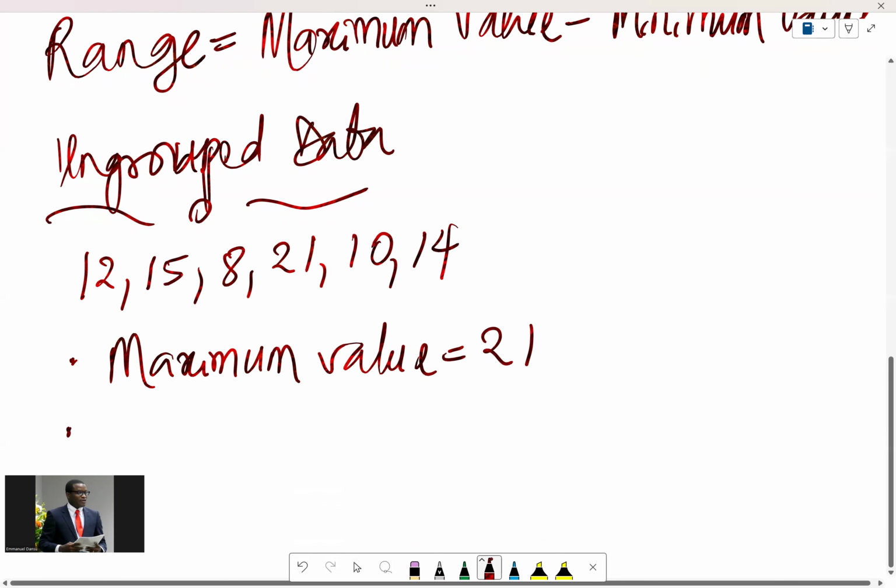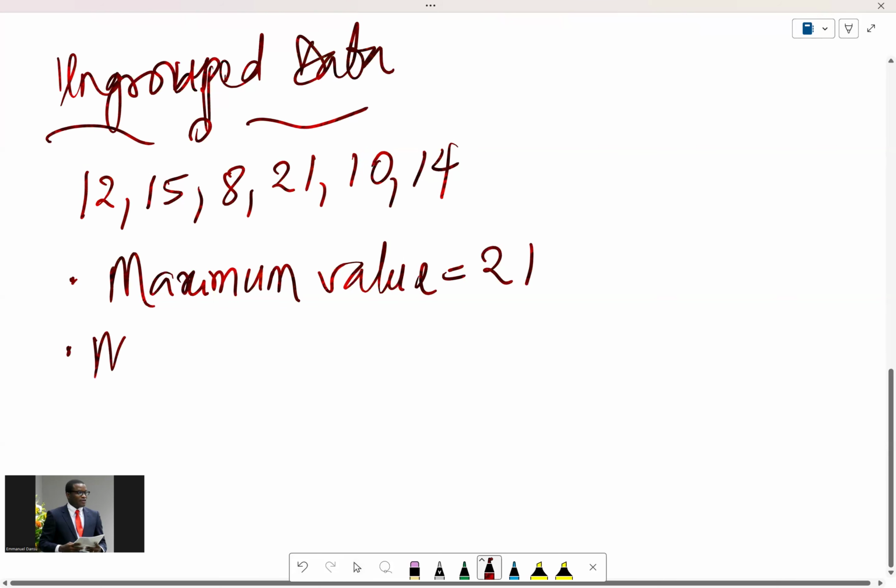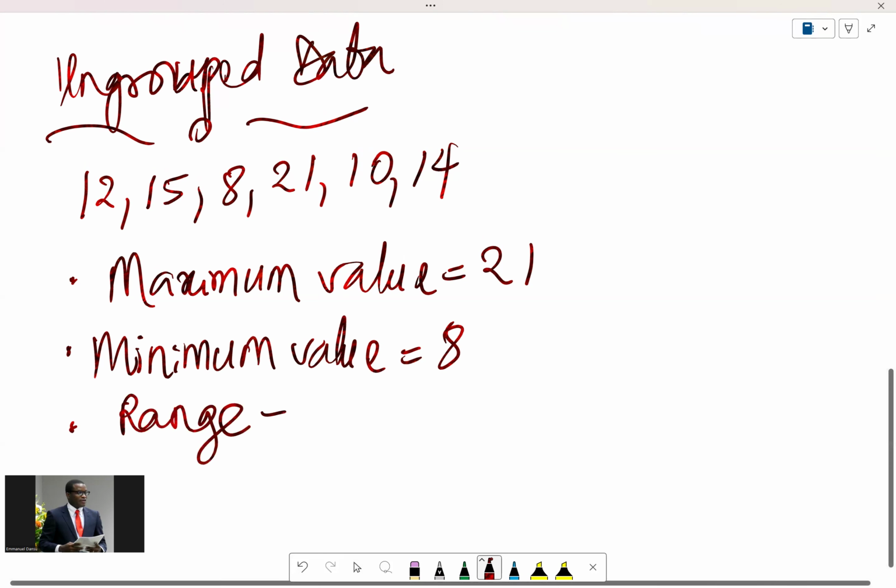And then you also need to identify the minimum value. The minimum value in this data is obviously 8. So given those two, you can simply calculate the range to be 21 minus 8, and that is 13. So for this data set, the range is 13.